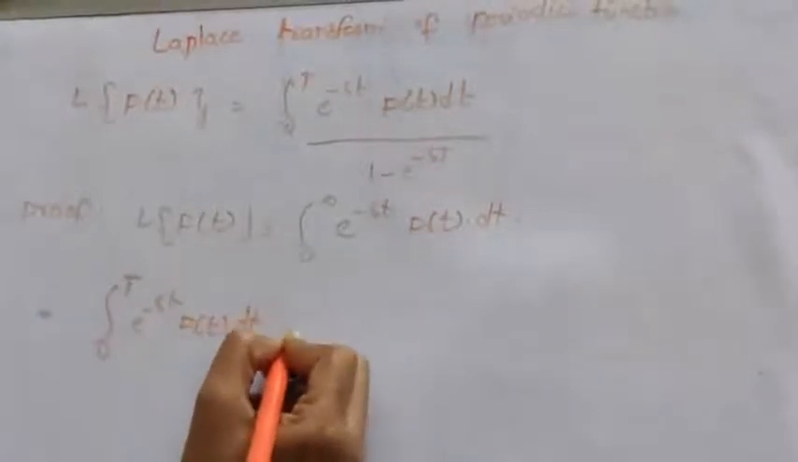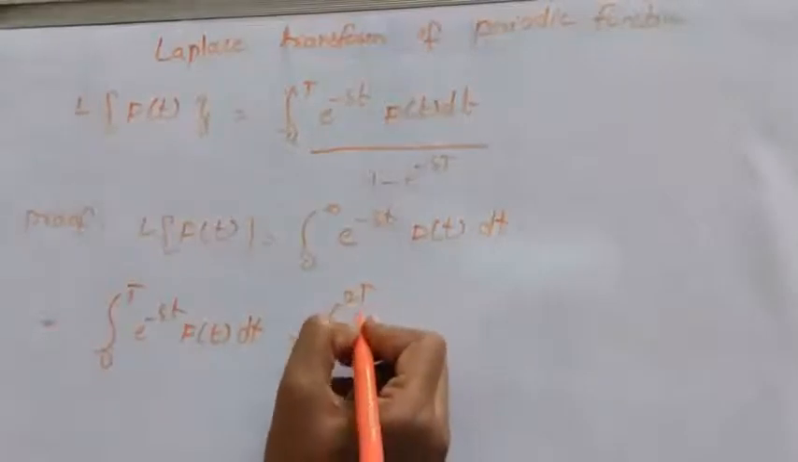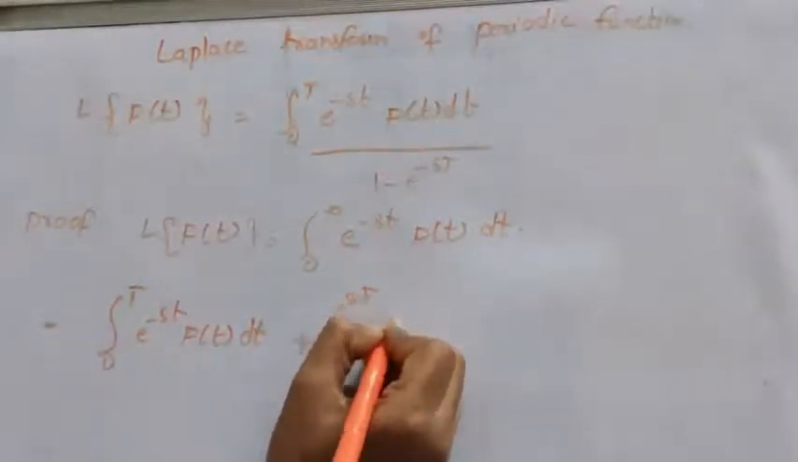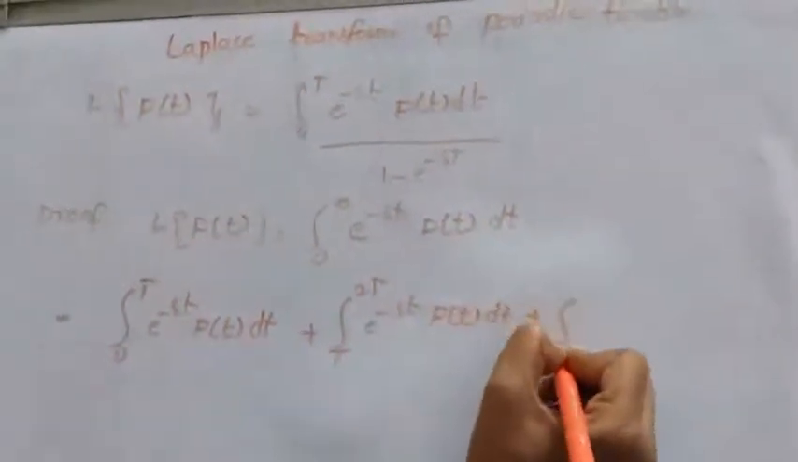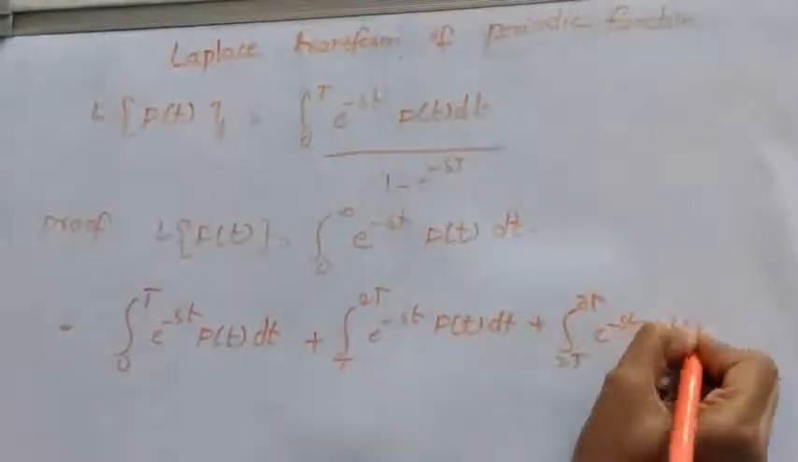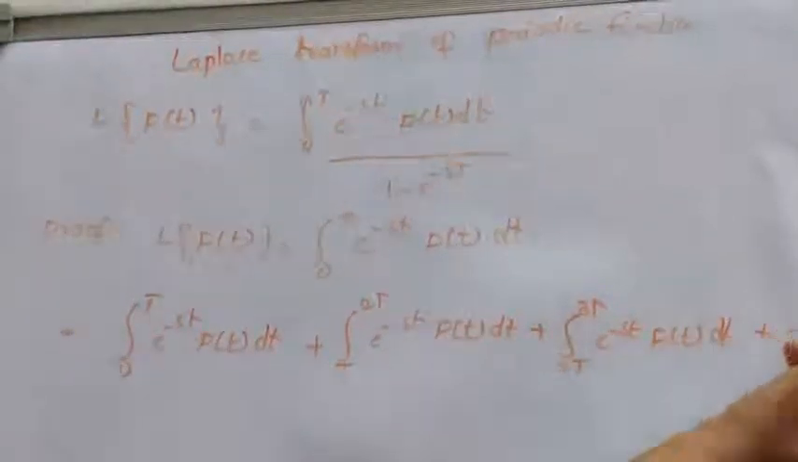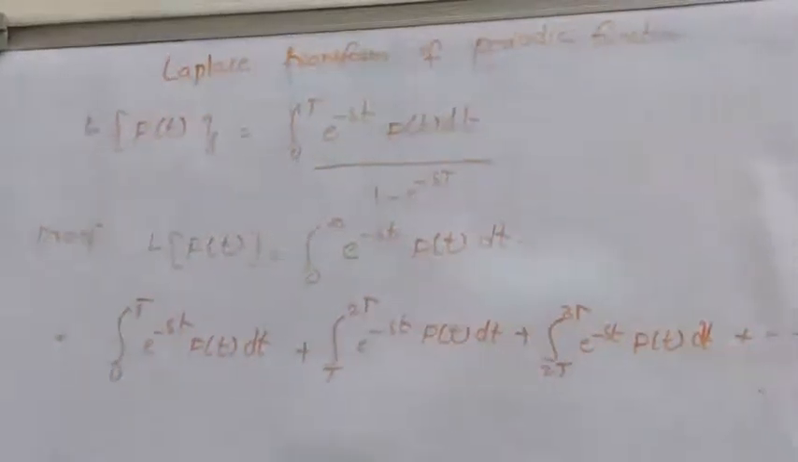Now we are going to split the integrals. First 0 to T e power minus st f of t into dt, plus integral T to 2T e power minus st f of t into dt, plus integral 2T to 3T e power minus st f of t into dt and so on. Now substituting small t equal to u plus capital T.